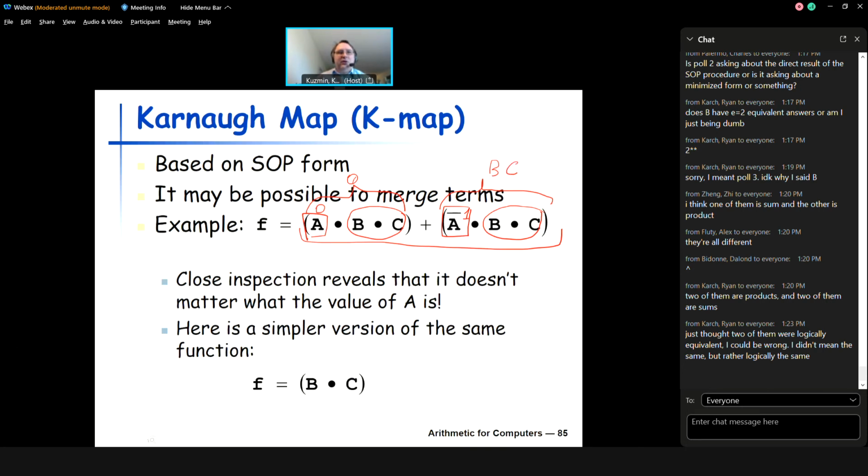Of course, this is one possibility, right? You have the second possibility, which is A is 1. Then it means that it's 1 and something, so the result is that something, BC, and not 1 is 0, so not A is 0, and this means that this is just 0. So it turns out, quite amazingly, that no matter how you slice it, this F is just BC.